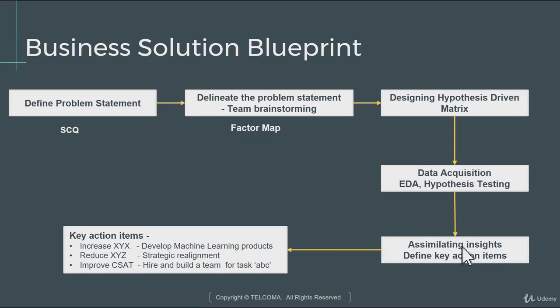Once you have all the insights neatly aligned together, you would define, okay, with this current scenario and these factors impacting the problem in such a way, we understand that the key action items would be first to increase something, which will eventually lead to, okay, develop a machine learning product for that, or reduce a problem's impact. There'll be some strategic realignment, or improve CSAT, customer satisfaction. There'll be an associated outcome with that.